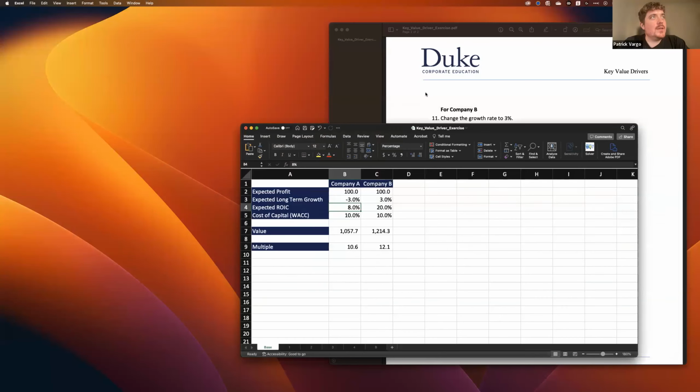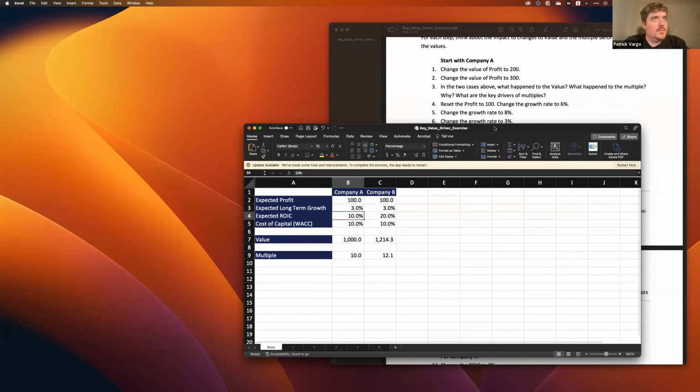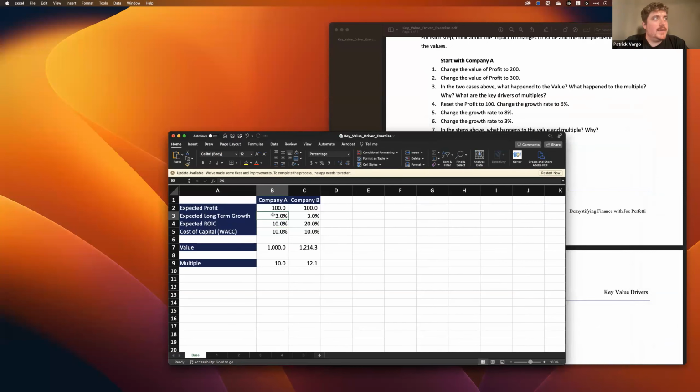For the first couple where we're changing the values in A, what we noticed right away is that as long as ROIC and WACC are the same, the growth rate has absolutely no, or reasonably no, effect on the multiple. Which makes sense, because they're not generating any return for their investors, no matter what the growth rate is, even if it's negative. It just doesn't have an impact. Versus if there's any difference at all, suddenly in the second part, when B started to grow.